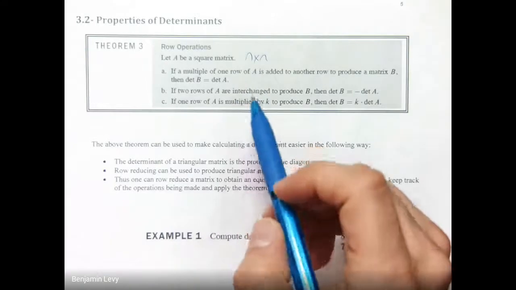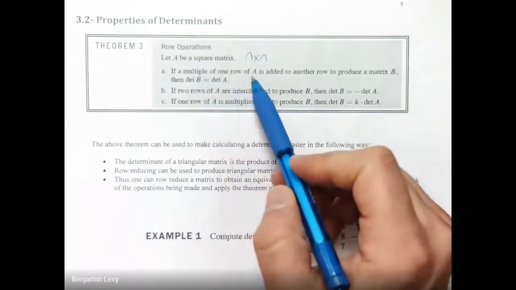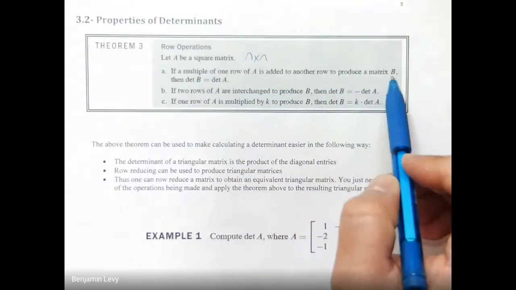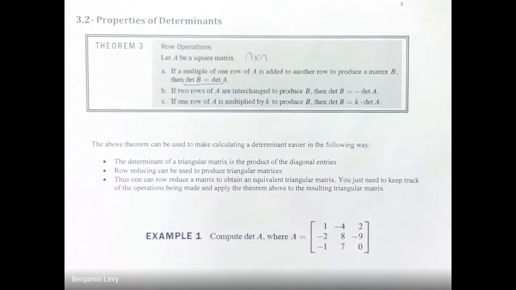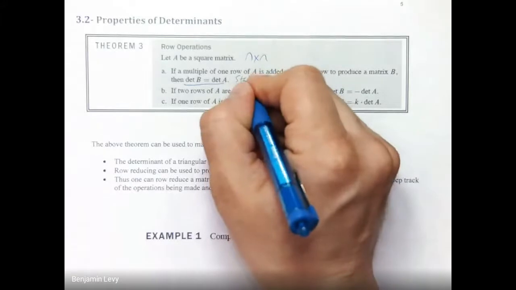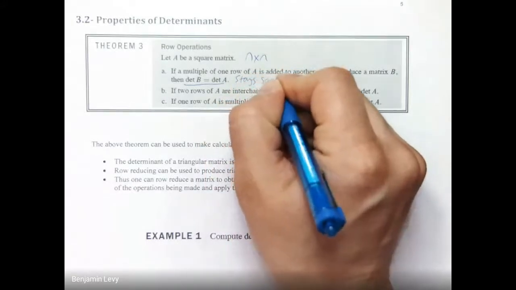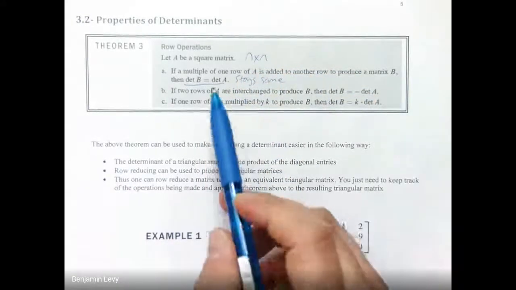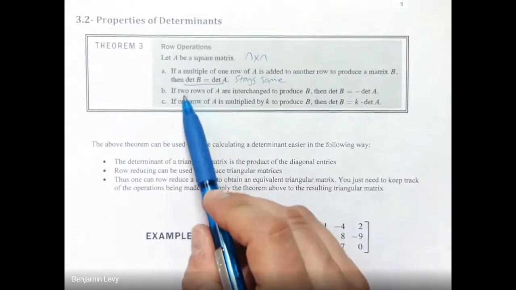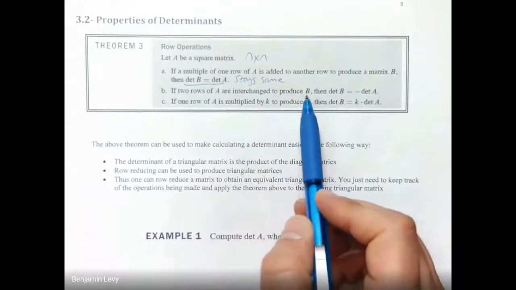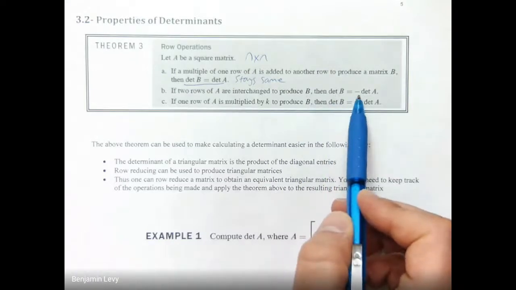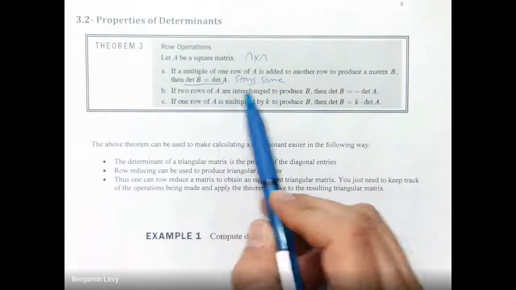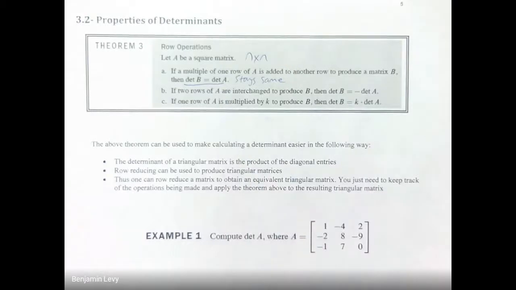The first one says that if you multiply one of the rows in A and add it to another row, the determinant stays the same. It stays the same. It tells us that if we switch two rows, so if two rows of A are interchanged to produce a new matrix B, then the determinant of the new matrix is -1 times the old one. So if we change rows, we need to multiply our new determinant by -1.